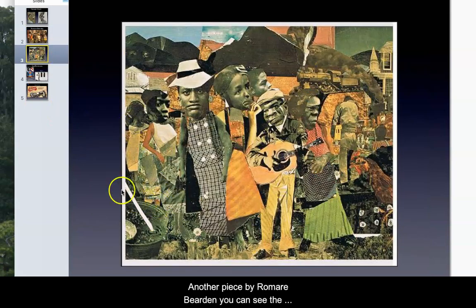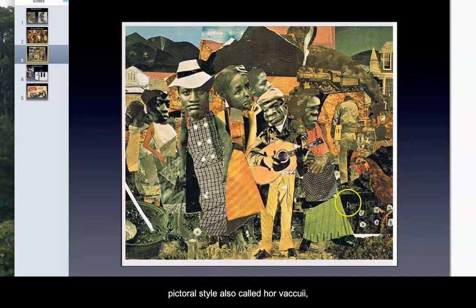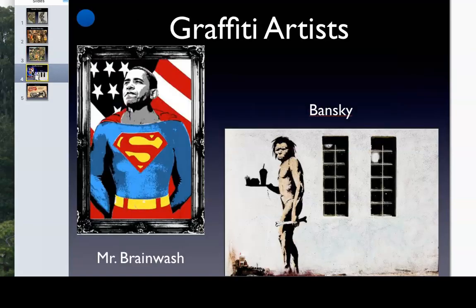Another piece by Romare Bearden. You can see the scale of the heads, how he's playing with some of that proportion here. Very dense imagery, like every space is used, as opposed to Hannah Höch. The background is very vibrant and very complex. So Hannah Höch is using what's called limitation, and Bearden is using a very dense pictorial style, also called horror vacui, which we'll get to later.